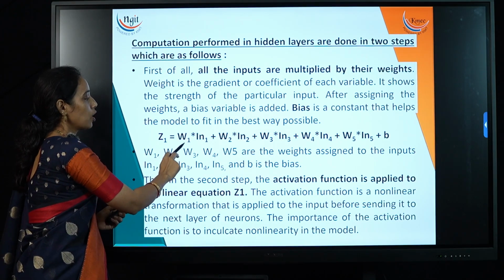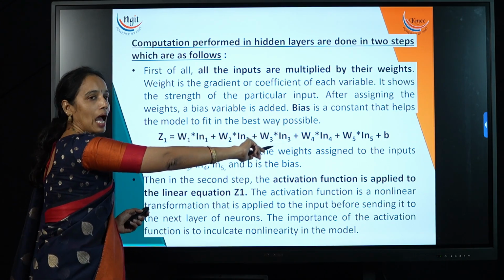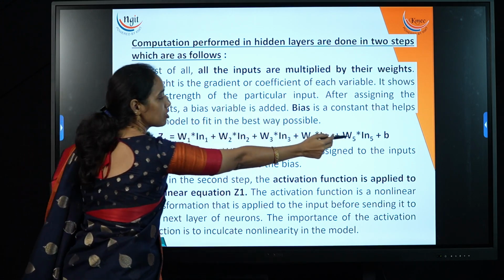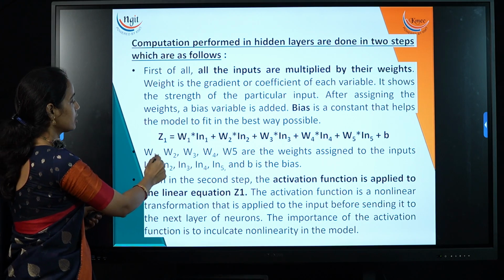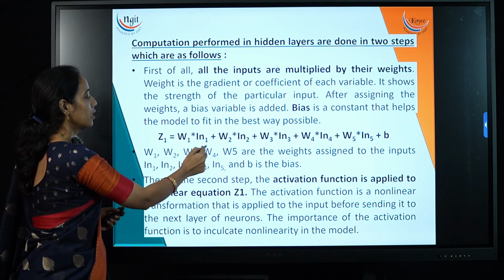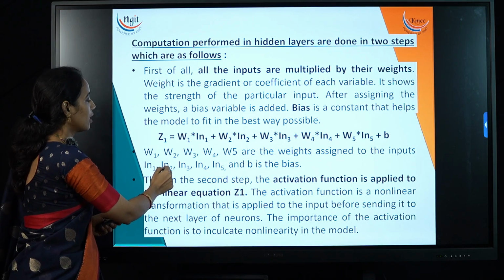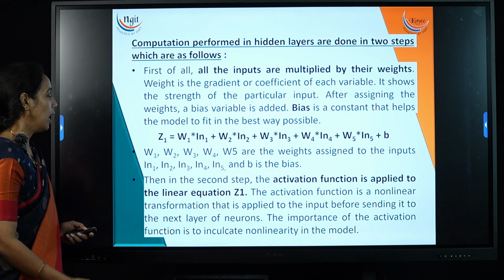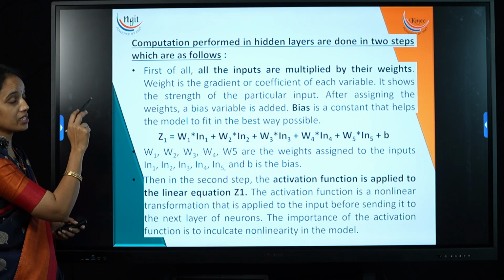So Z equals W1 times input 1, plus W2 times input 2, and likewise for however many inputs we have with their associated weights, and at last we add a term called the bias. W1 to W5 are the weights assigned to the inputs, the L1, L2 and so on are the inputs, and B is the bias. This is the first step in the computation in the hidden layer.